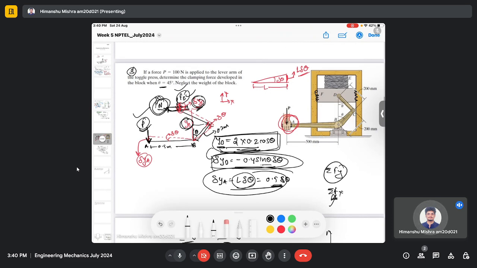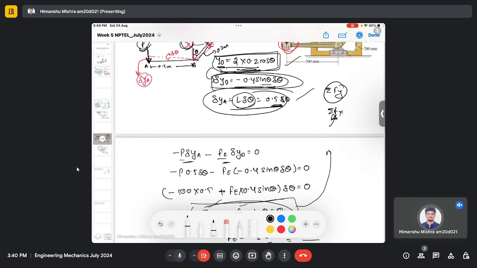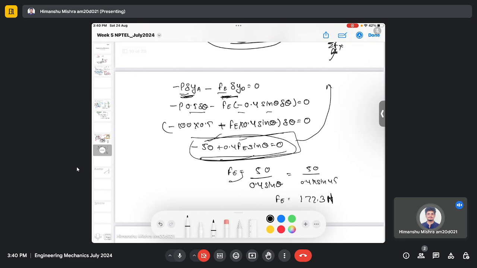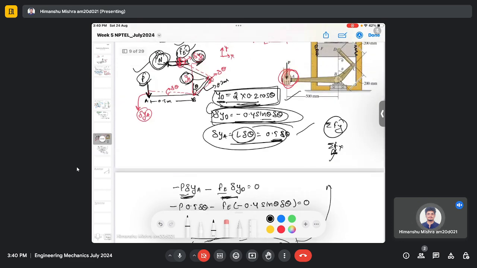So once you figure out the virtual displacements, it's pretty much easy. Now we use the virtual work principle, where the summation of all virtual work will be zero. We identify the virtual work done by these active forces P and Fe, and we equate it to 0, and from there we got the unknown force Fe. So in the virtual work problem, the complication arises when you find the virtual displacement. Otherwise you have to follow the same concept in every problem.